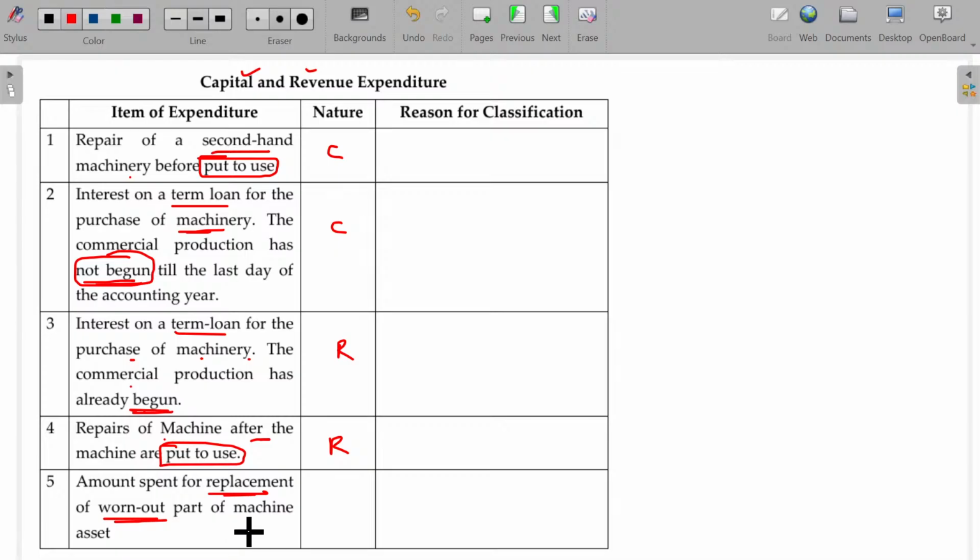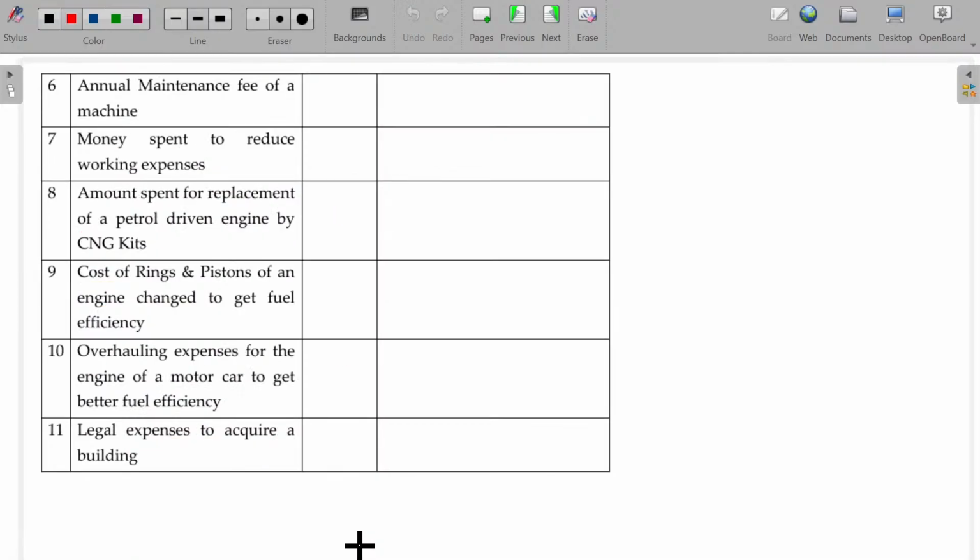Come on, what's the nature of expenses? Revenue. Because of replacing one of the parts, there is no increase in the productivity. It remains the same. In a car, the tire worn out, so I replace the tire. Because of replacing the car's tire, the car's performance is not improving. The original performance is retained. Okay, then it's a revenue nature. Next, annual maintenance fee for machine.